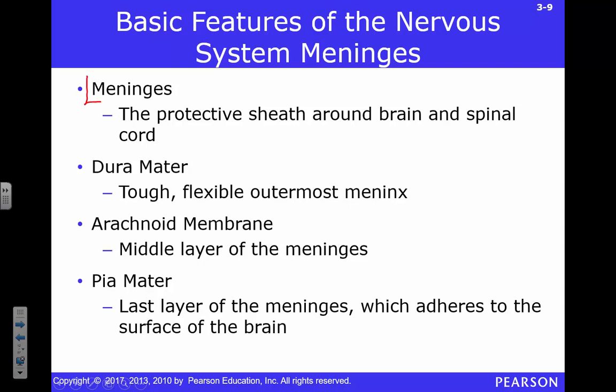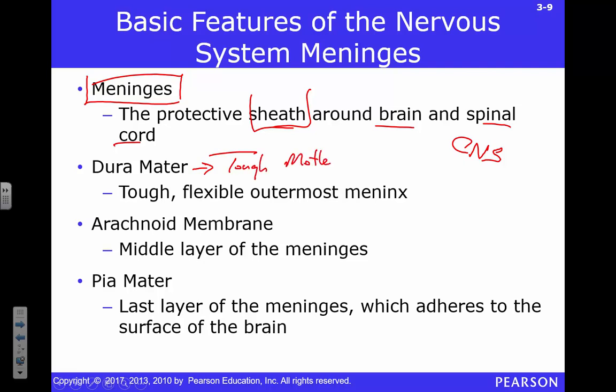All right, meninges. These guys are fun. These are protective sheaths around your brain and your spinal cord, so it's central nervous system only. You have three layers of meninges. The first is the dura mater, which means tough mother. It's kind of a fun name.